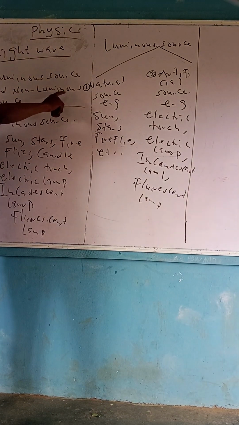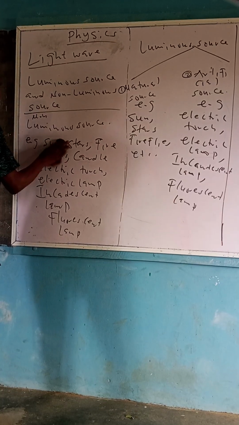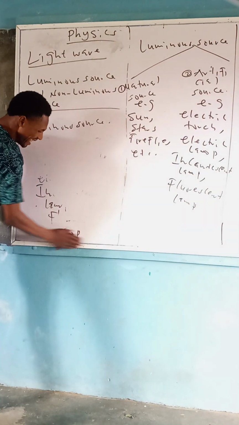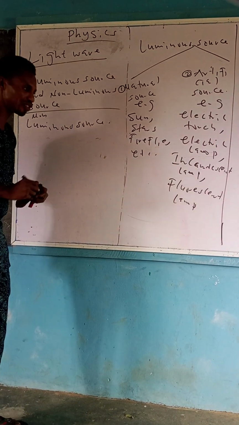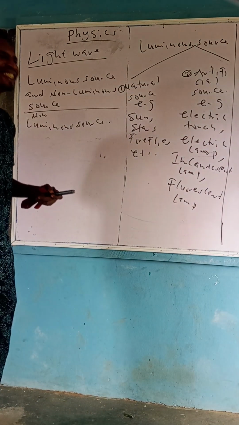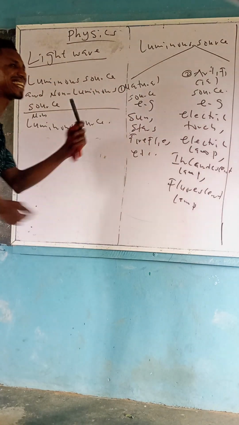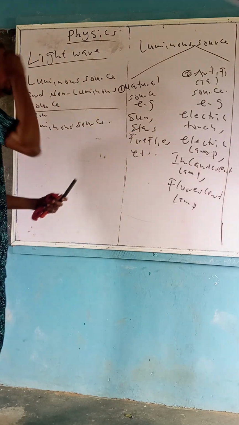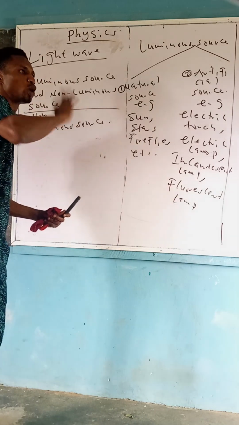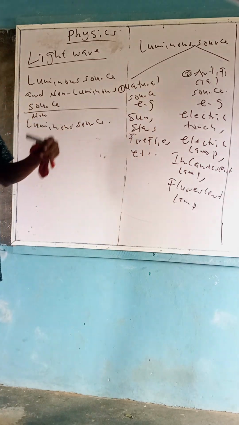Now, if that is the case, let's move to the other type. Let's explain non-luminous source. I've explained luminous source. Non-luminous sources, on the other hand, are sources that cannot produce or generate light on their own, but they reflect the light they absorb from luminous sources. Please take note of that.